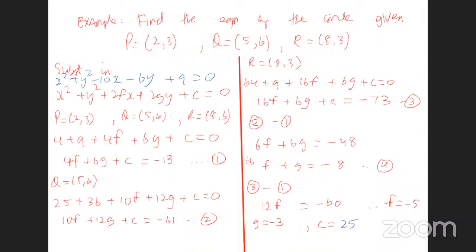Oh, that's good. C is 25. Check it back from now, please. So C is minus 13, minus 13, plus 20. And G again. G is minus 3, plus 18. So that's 5. Yeah, 25.